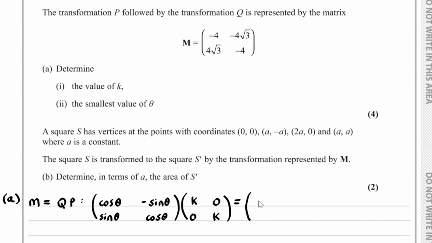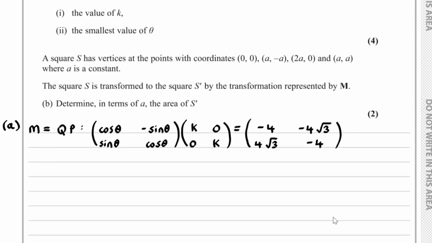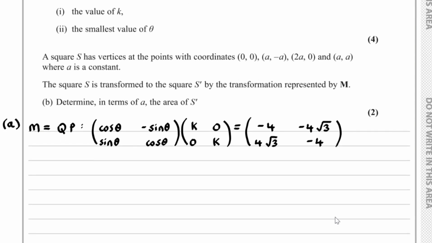That's minus 4 root 3, minus 4 root 3 and minus 4. We can determine the value of k and theta. We would begin by multiplying these matrices together.